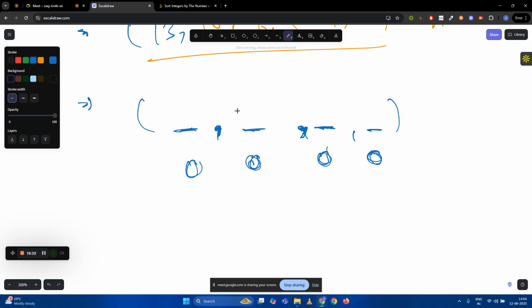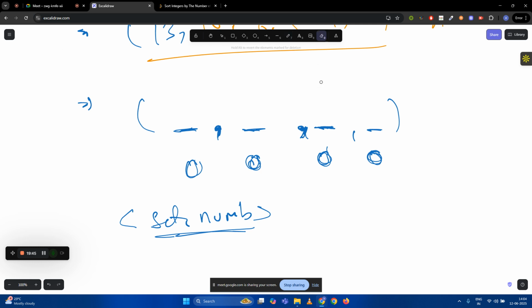Number of set bits, right? Key would be number of set bit. So you are having two things, that is set bit, comma, number itself. So basically you are storing it in the map as a pair, right? Map or set. But you don't have to use any map or set.